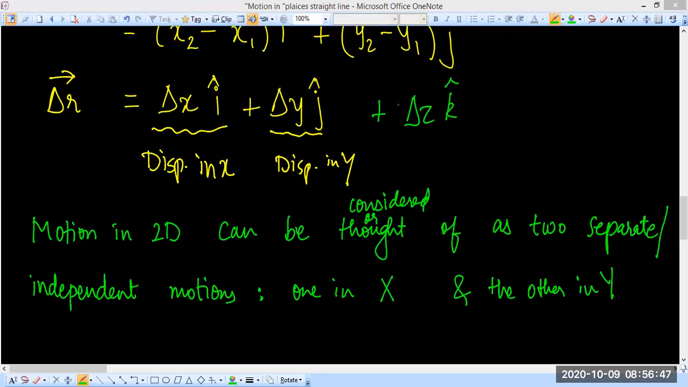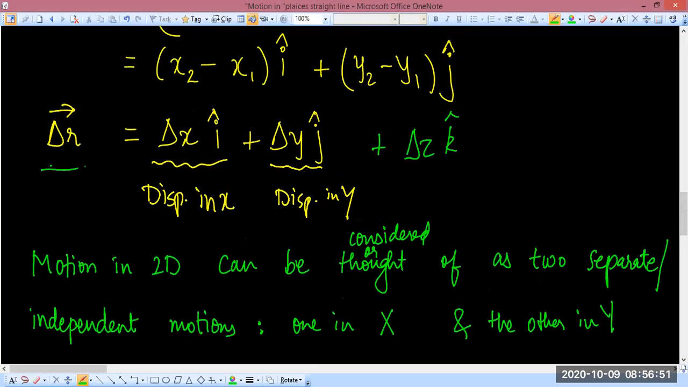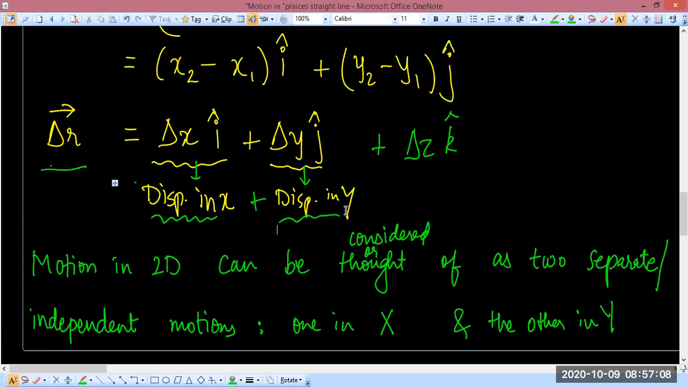I said that here you see this displacement vector is actually made up of two displacement vectors, right? This is the displacement vector in the x axis and the other one is the displacement vector in the y axis. So what I'm saying is that we can consider this motion, right?